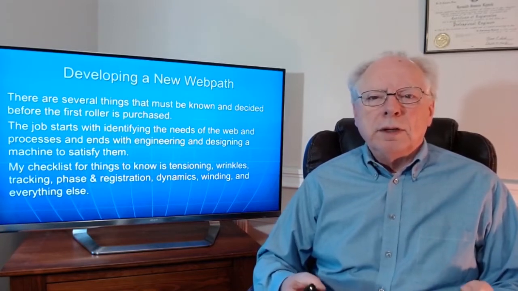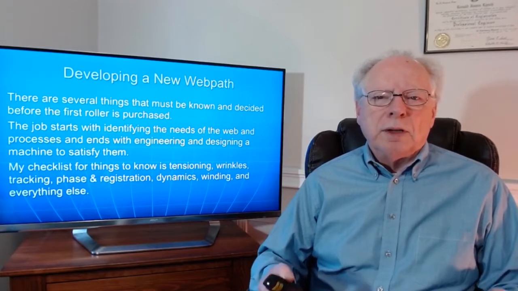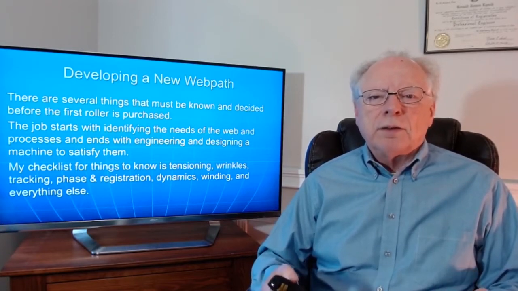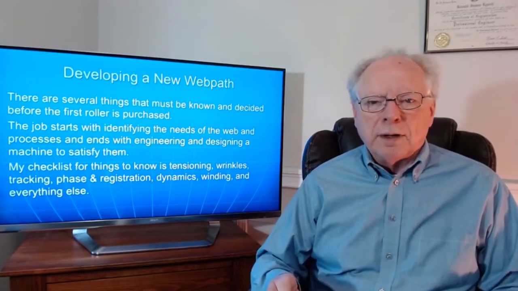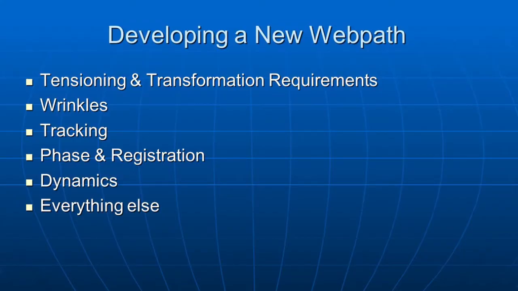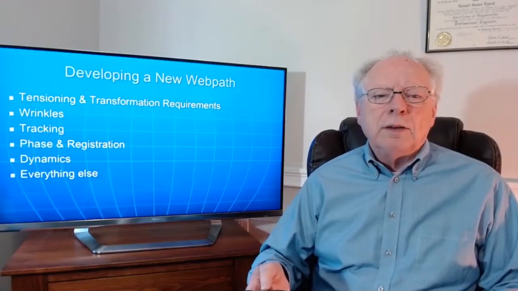To begin with, you'll need to be web centric and not think about machine design or anything else yet. You have to start with identifying the needs of the web and process. My checklist for getting started begins with understanding the tensioning and transformation requirements of the web, anticipating wrinkle and tracking needs, planning how to meet the phase and registration requirements for your product, addressing dynamic issues, and these are things that are affected by speed or acceleration like air entrainment, idler drag, inertia, and drive control. And finally, you can do everything else. I'll cover each of these items in turn.